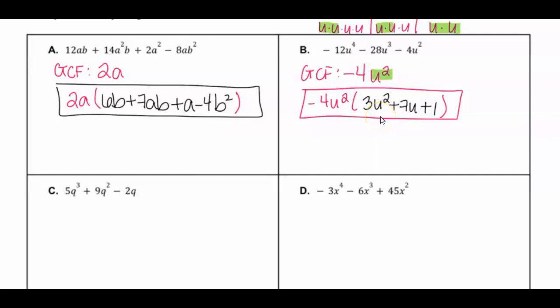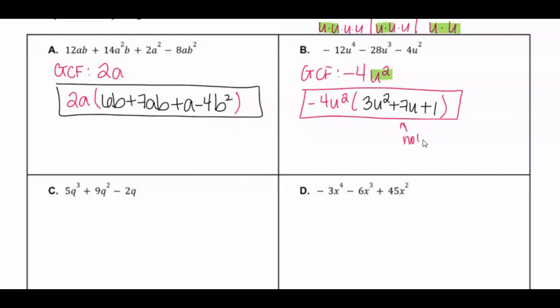Now, something you should be checking, and we'll check in example C and D, when you have something in the u squared, u, and then just constant in your quadratic form, you should be checking to see if you can factor it. Now, this one can't factor, and that's because if I try to factor it, I would multiply 3 times 1, which is 3. So I need to multiply to 3, but add to 7, which is impossible.